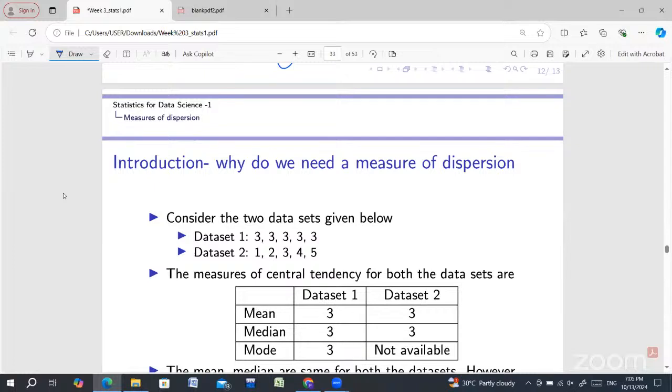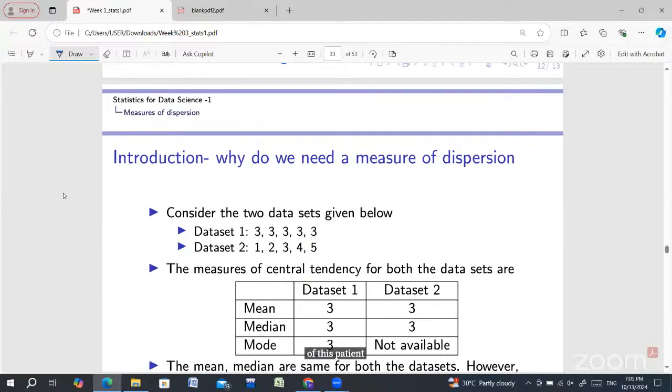Why do we need to measure of dispersion? Can you please mute your mic? Then you can use it. Very sorry also.